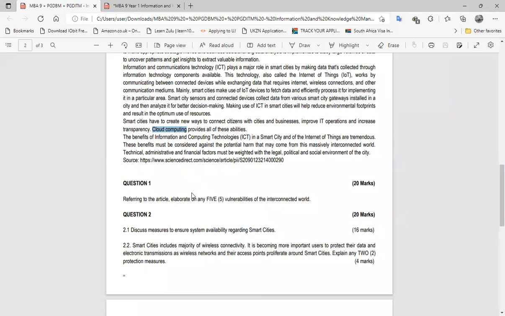So now the first question is, they want us to elaborate 5 vulnerabilities of an interconnected world, because the problem is, as long as something is connected to the internet, right, hackers, there is a possibility that information can be compromised.